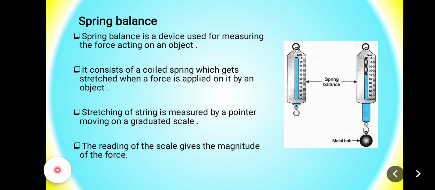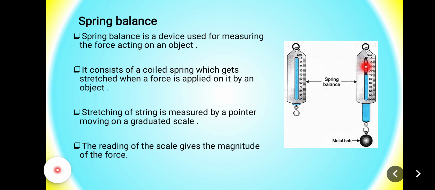Spring balance. Spring balance is a device used for measuring the force acting on an object. This is a spring balance. It consists of a coiled spring which gets stretched when a force is applied on it by an object. Stretching of the spring is measured by a pointer moving on a graduated scale. The reading of the scale gives the magnitude of the force.